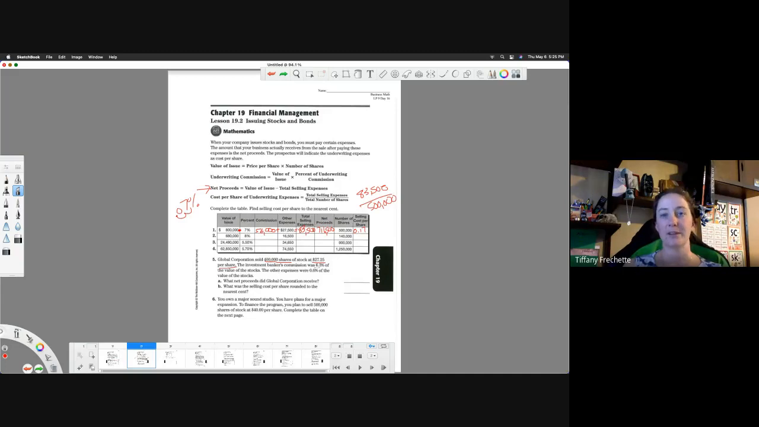The investment banker's commission was 6.3% of the value of the stocks. The other expenses were 0.6% of the value of the stocks. So I know once I have my value of my commission, I'm going to need to multiply by my percentage. One thing that you can do is 6.3%, and then you can do 0.6% and add those two together. Or you can simply combine these two and go 6.9% for your total. Because you don't necessarily need to list them separately. Unless the problem is asking you to list them separately, you don't really have to. You can do them together, combined. I just did 6.3 plus 0.6, and I have 6.9%.